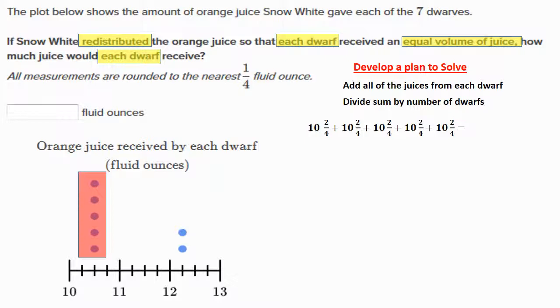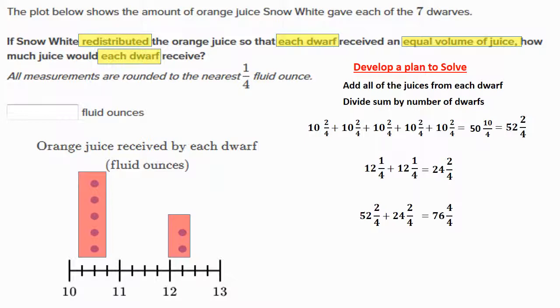Now you can see here we had 5 of 10 2/4. So when we add those up, we get 50 10/4, which we know in proper fraction can be changed to 2 2/4, so our total would be 52 2/4. Now we have to add the last 2, which are 12 1/4, which gives us 24 2/4. Now that we have both our partial sums, we can add them together, and we end up with 76 4/4, which gives us a total of 77 fluid ounces.